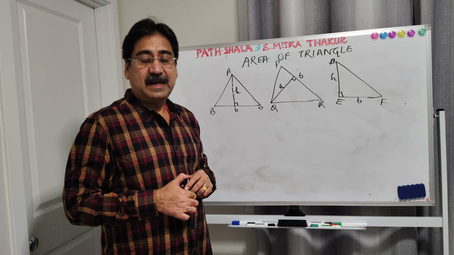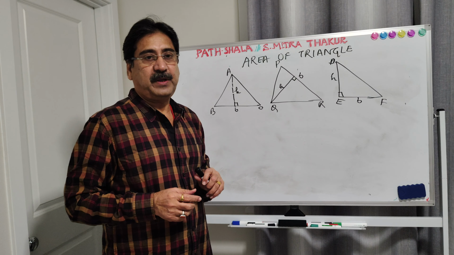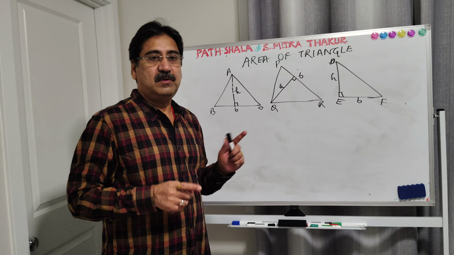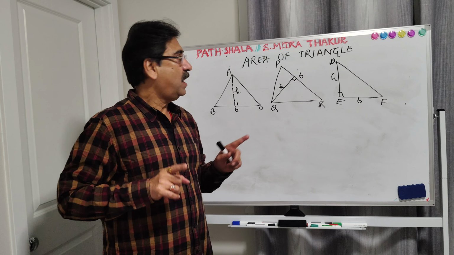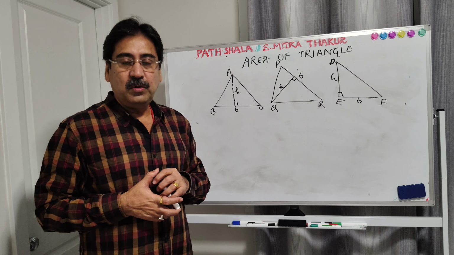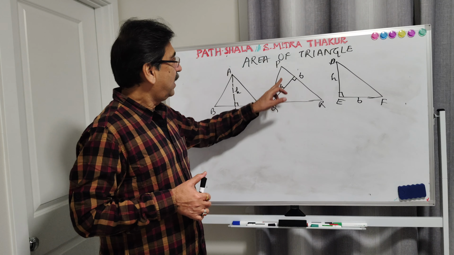Today I will take the second class of mensuration, that is the area of triangle. In the first class I already discussed the area of rectangle and square. Today we will learn about the area of triangle. You know a triangle has three sides and three angles.